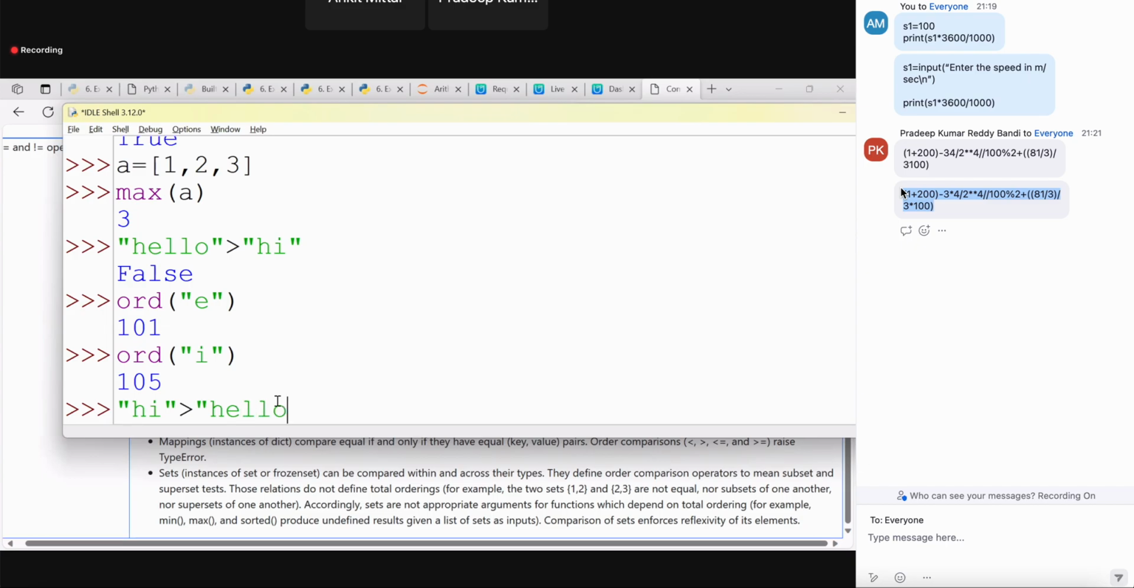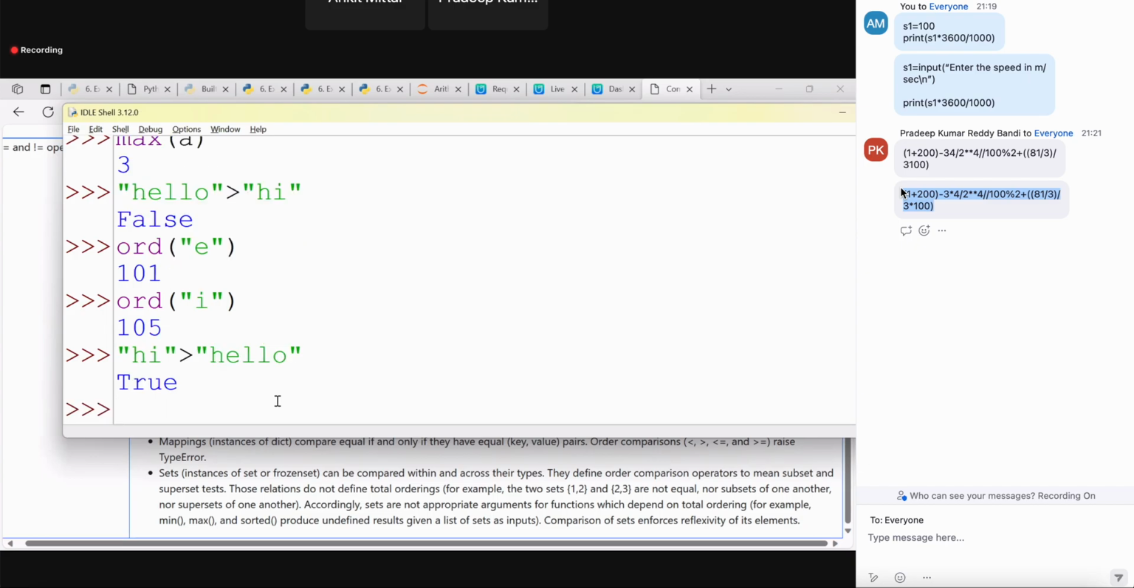If it was HA instead of Hi, then it would have returned true. Hello on one side and HA instead of Hi on the other. Then it would have said true. That's why you don't go with the order of ABCD like that. You go with the ordinal value, the ORD value, the ASCII value.